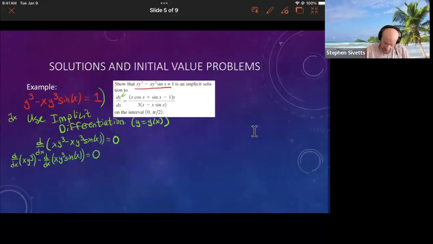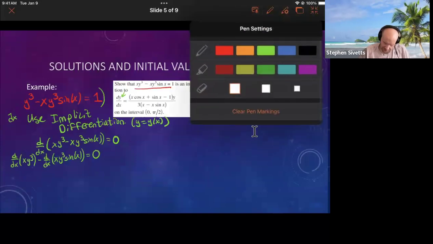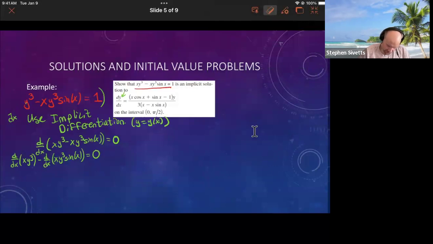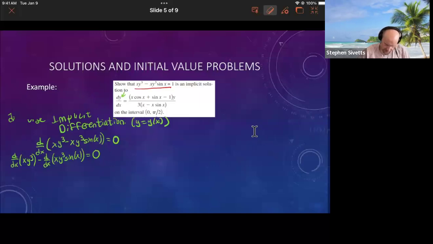I'm trying to work this. Okay. So the first one, yeah, so we're going to use the product rule here. Let me erase this. Okay, so we're going to use implicit differentiation.